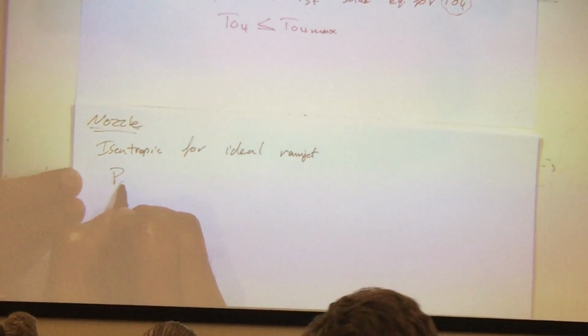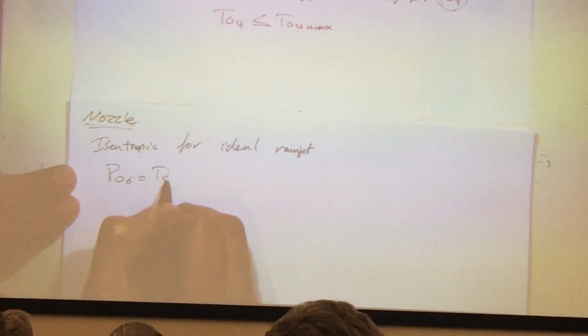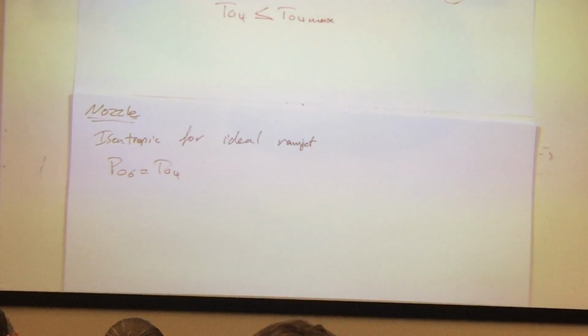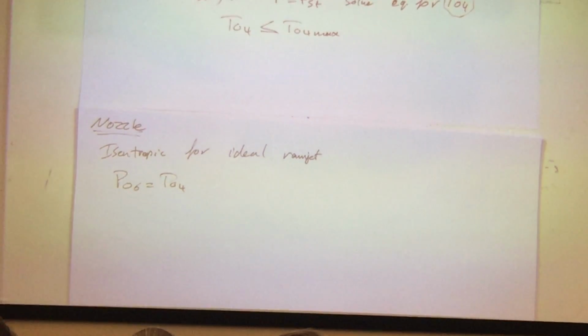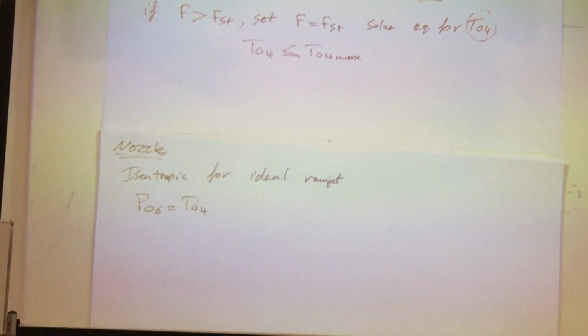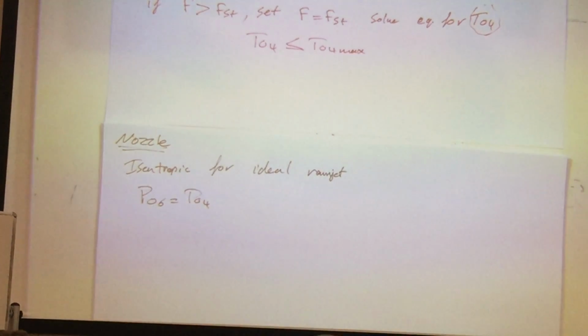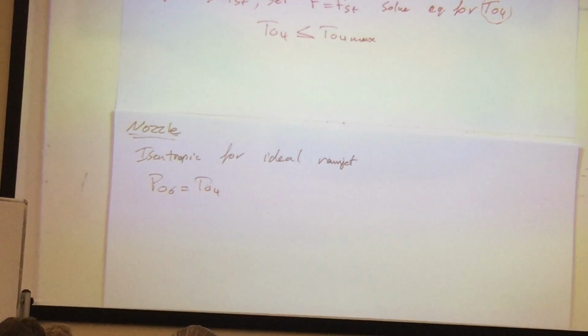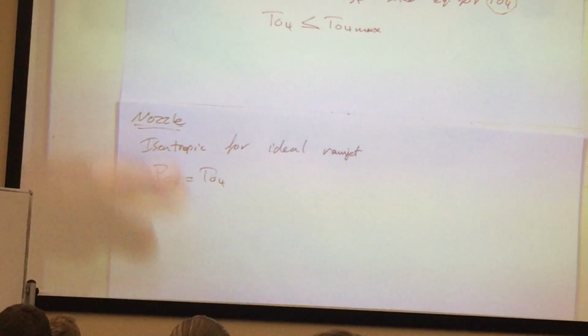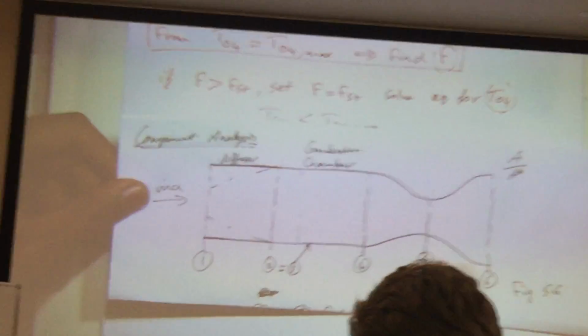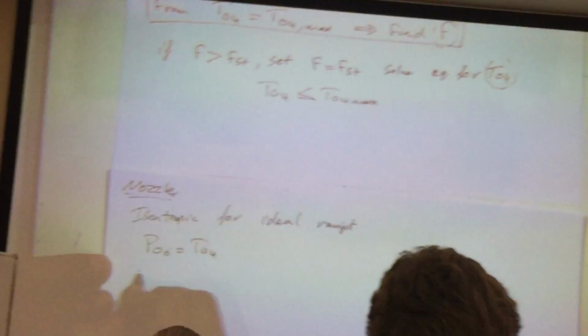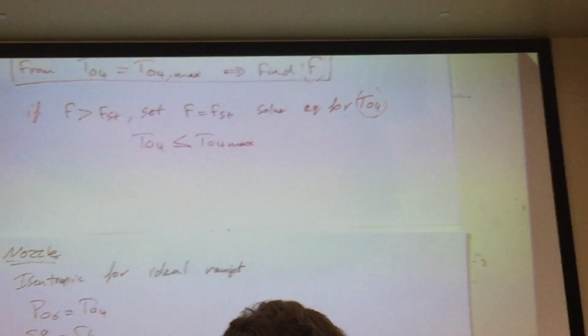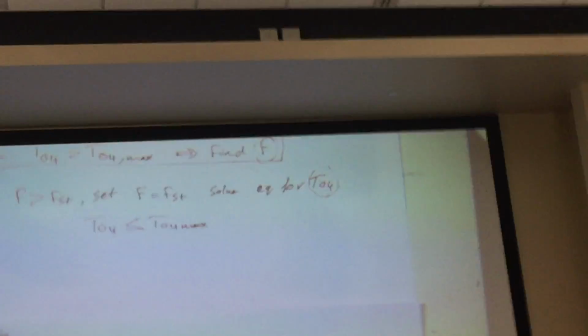So that means my P stagnation 6 is equal to my P stagnation 4. So if I know my stagnation pressure coming out of the combustor, I can figure out my stagnation pressure in station 6. I'm going to assume it's a CD nozzle. I don't have any heat addition, any heat or friction being done here, so Q equals work equals 0.